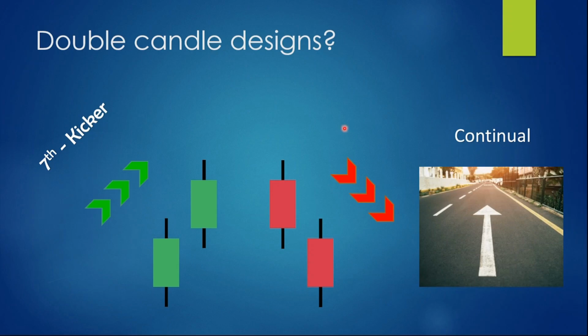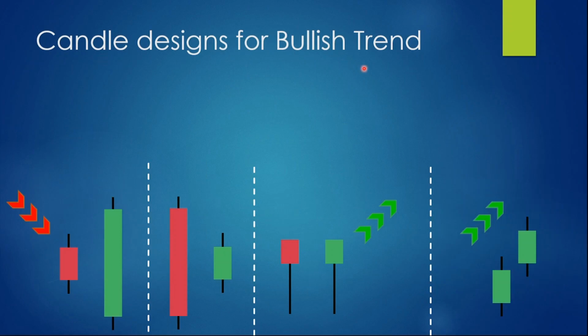Okay, we will see our summary about bullish trend candlesticks. The first set is reversal candles. The third one is continual candle type. I will summarize this. The first one is bullish engulfing, and the second one is bullish harami, and the third one is bullish tweezers, and the fourth one is bullish kicker.